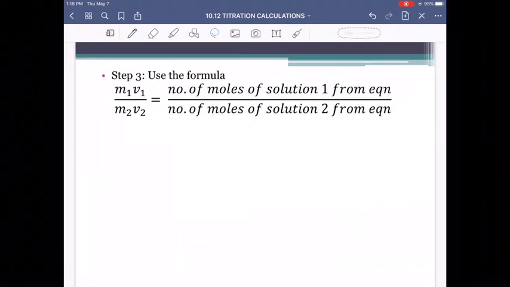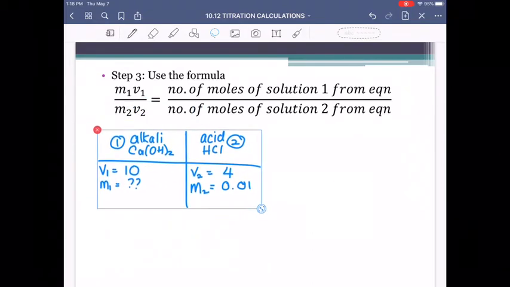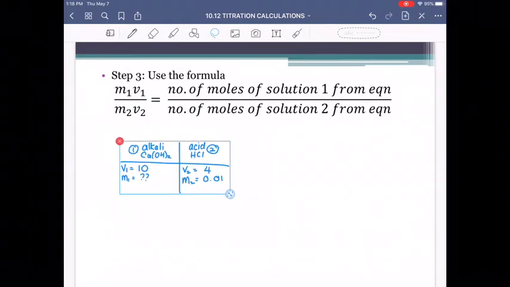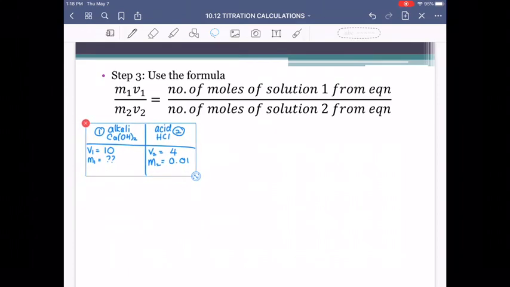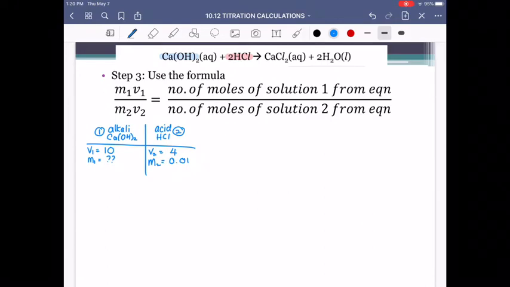Third step, use the formula M1V1 over M2V2 is equal to the number of moles of solution 1 from the equation over the number of moles of solution 2 from the equation. To recall, this is your table from step 2, and this is your chemical equation from step 1. So I have copy pasted here.